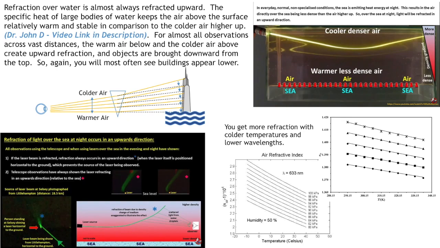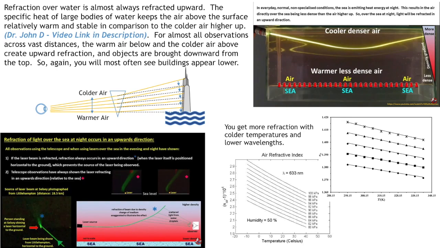So for almost all observations across vast distances, the warm air below and the colder air above create upward refraction of an object, and the objects are brought downward from the top. So again, you will most often see buildings appear lower than they actually are. And you can see the diagram of what that downward refraction would be like with an inverted prism, essentially.